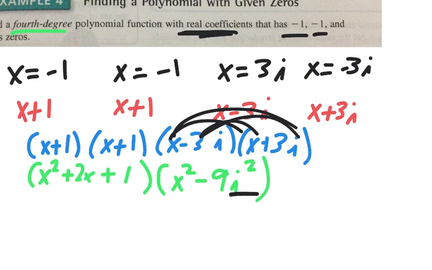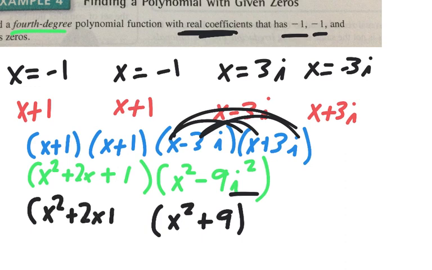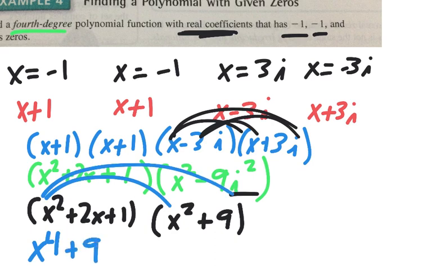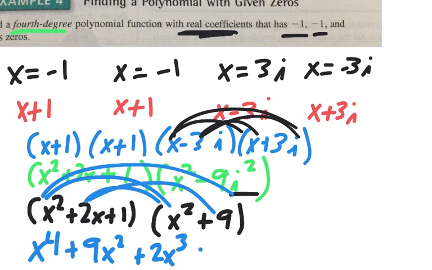Now I need to fix this i squared. So i squared is negative 1. So negative 9 times negative 1 is going to be positive 9. And now I'll notice the imaginary units are gone, which means I'm going to have a real numbered coefficient polynomial. But I have to distribute again. So that's going to be x to the 4th plus 9x squared plus 2x cubed plus 18x plus x squared plus 9.